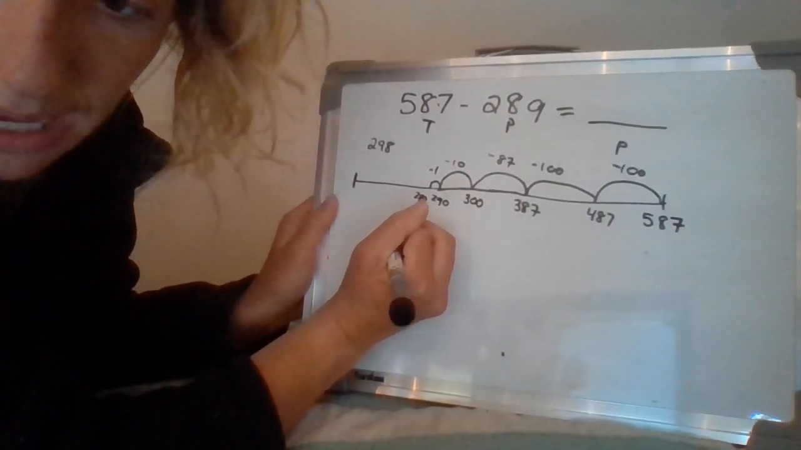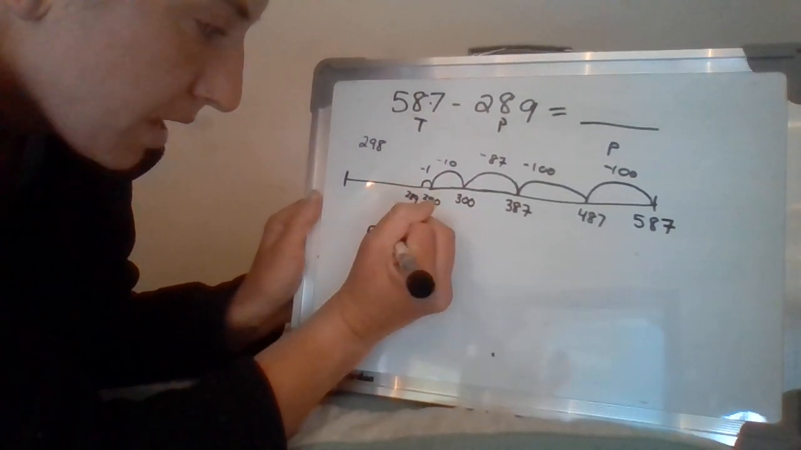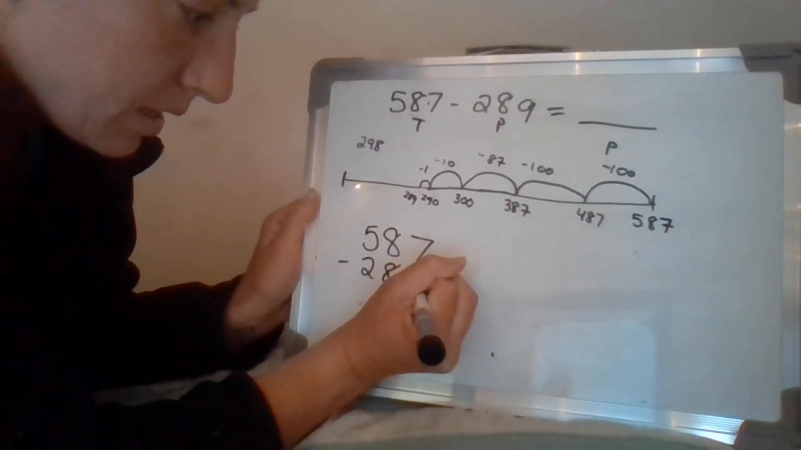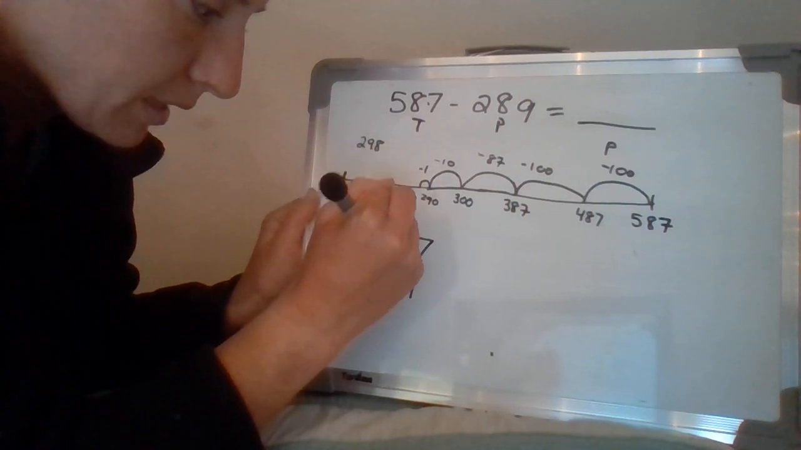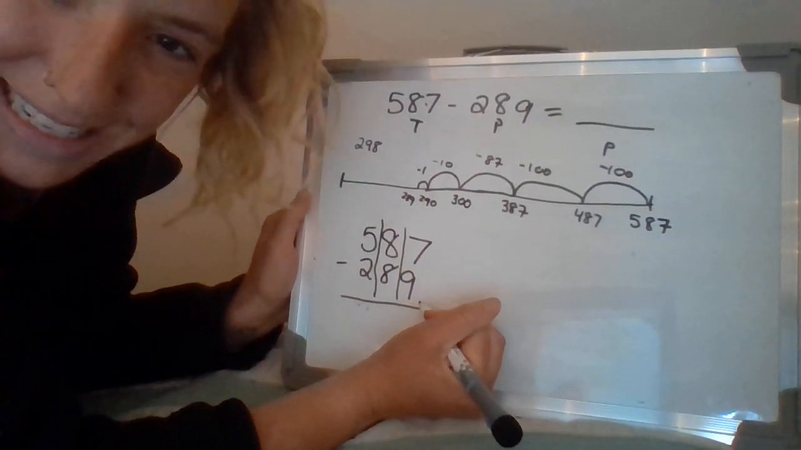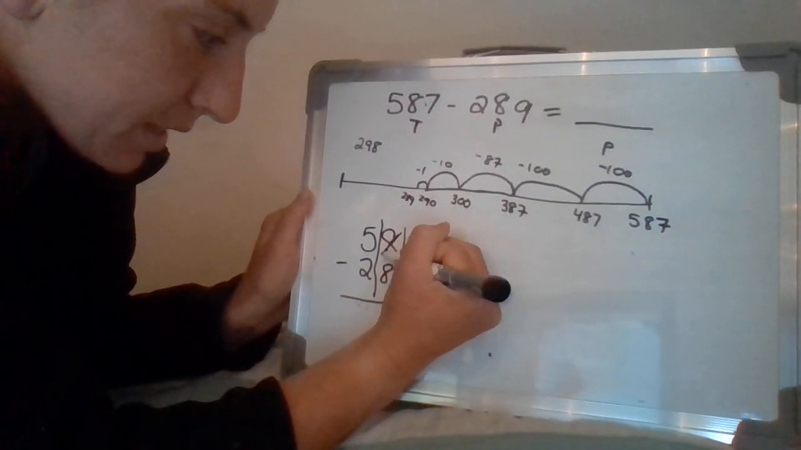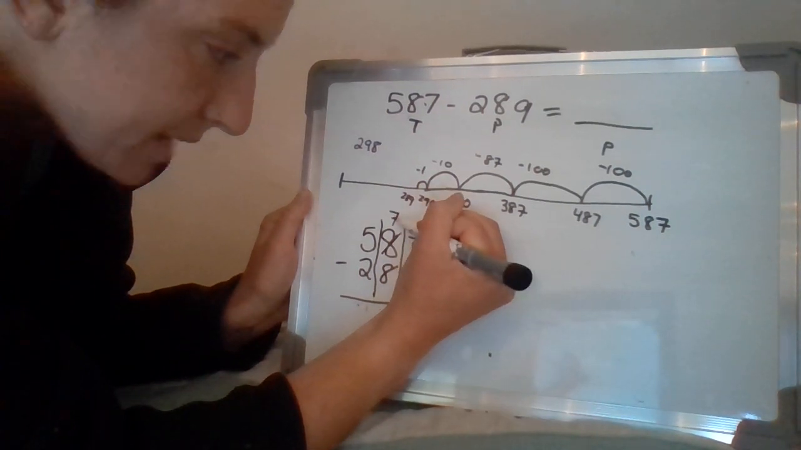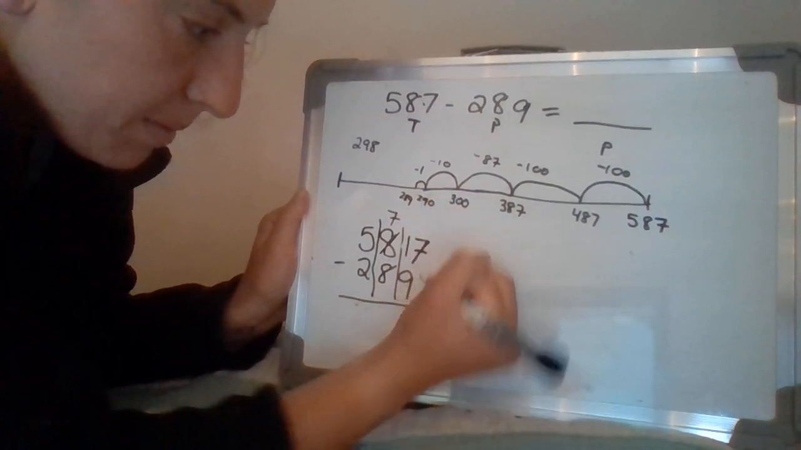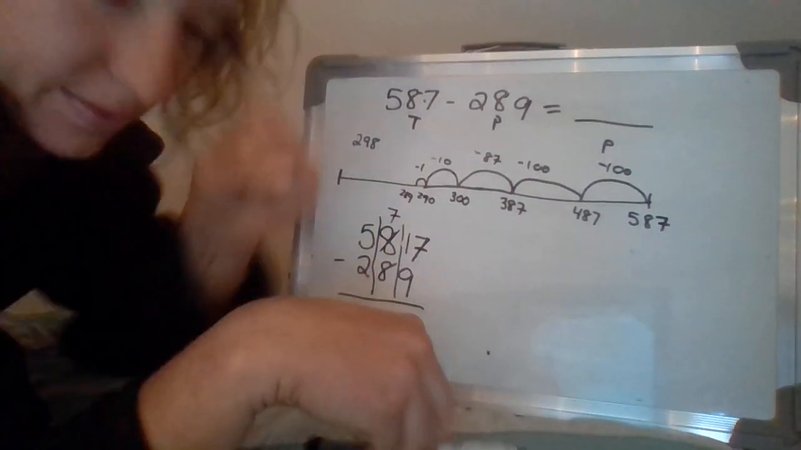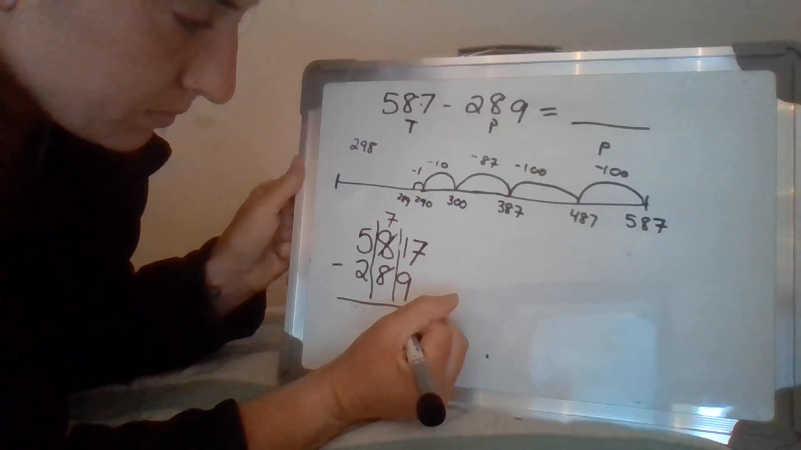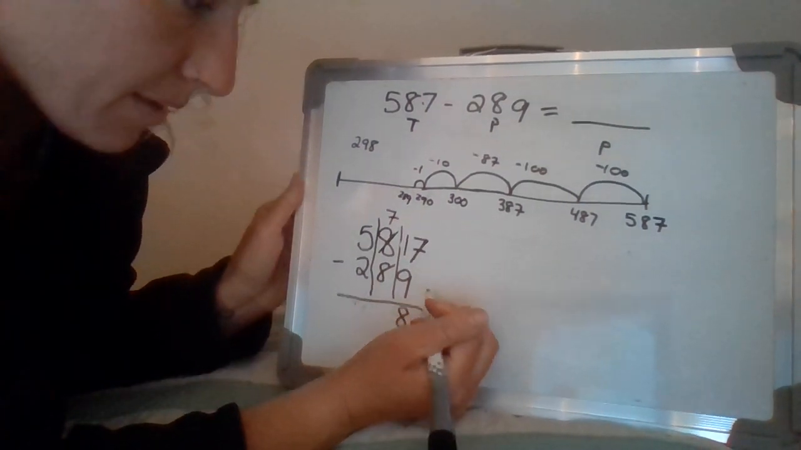The other strategy I want to show you today is the algorithm. 587 minus 289. I'm going to make sure that these are super carefully lined up and start solving. 7 minus 9. Wait a second. I can't do 7 minus 9. I've got to go next door and get 10 more. My 8 tens become 7 tens. And then when I add 10 here, it becomes 17 minus 9. 17, 16, 15, 14, 13, 12, 11, 10, 9, 8. My answer is 8, and I might just have known that in my head.